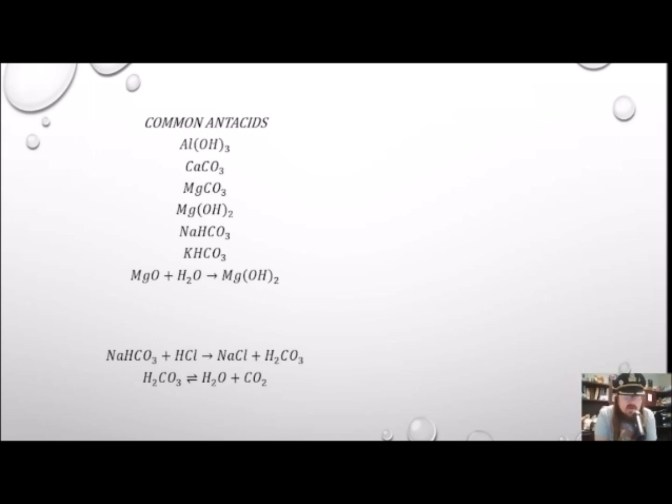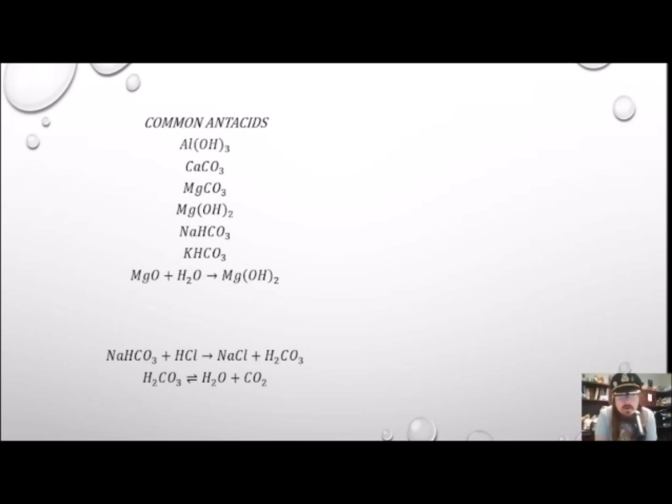So there are a lot of different antacids. The active ingredients could be aluminum hydroxide, calcium carbonate, magnesium hydroxide, sodium hydrogen carbonate with baking soda, potassium hydrogen carbonate. You could use magnesium oxide. Magnesium oxide just works. It combines with water in your stomach to form magnesium hydroxide in situ. But all these could be used to neutralize stomach acid.